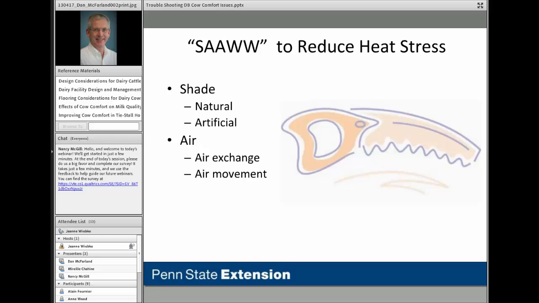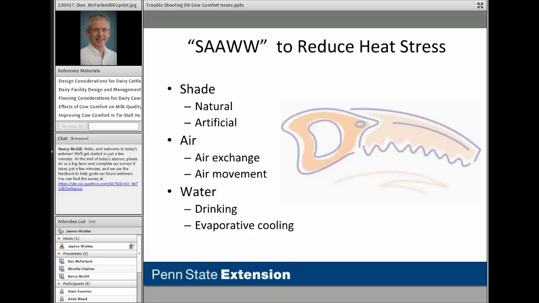So the air movement of 3 to 5 miles an hour over the cows in order to keep them comfortable. And also water. Of course, the intake of drinking water can increase maybe 20 to 50% depending on their stage of lactation during hot weather. And so it's important to have convenient access to that so they can get it when they want it.